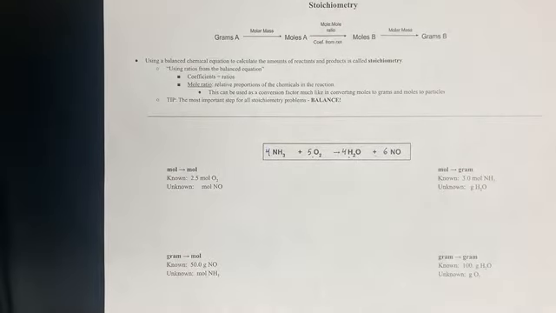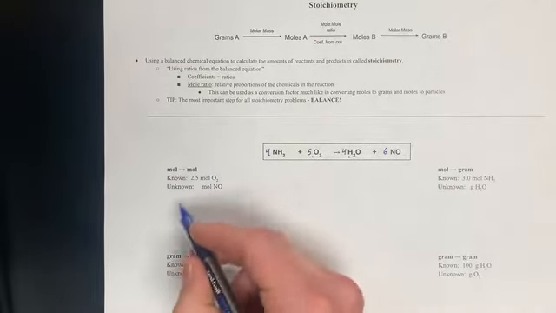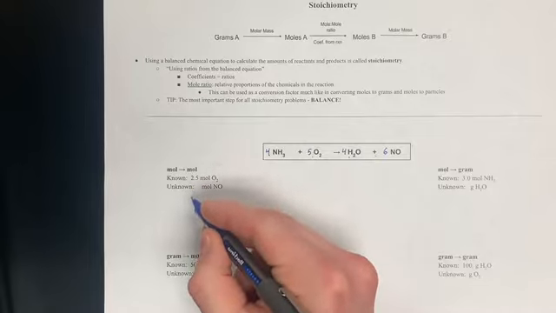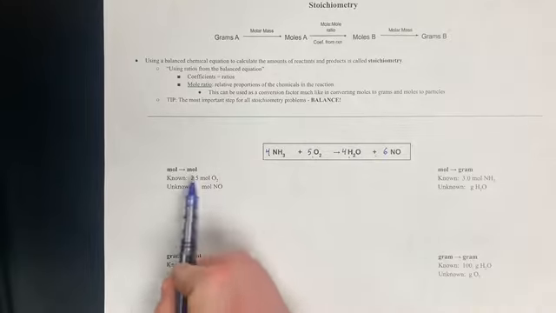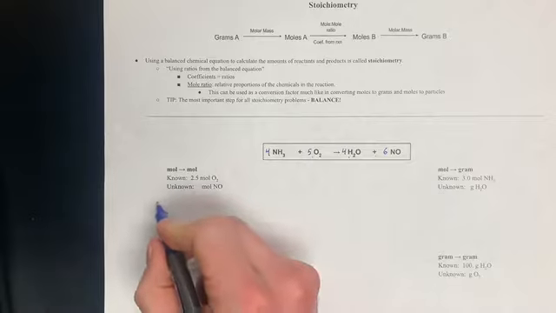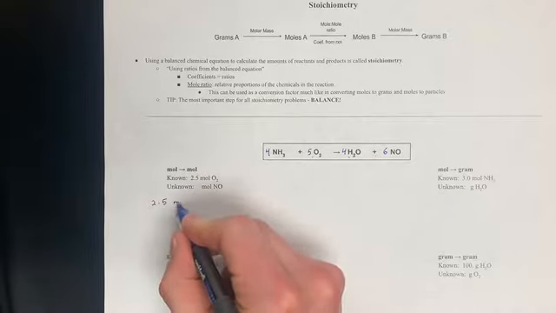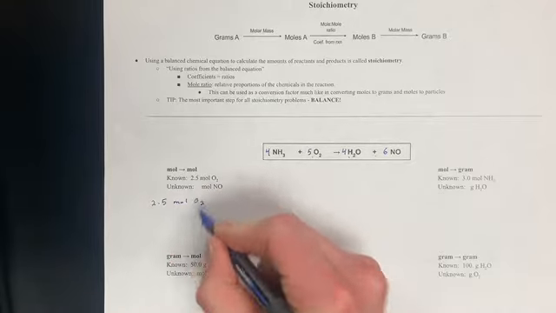The first one is mole to mole. We've talked about this one before. This one shouldn't be too difficult. This is the shortest type that we're going to have to do. We always want to start by writing what's given to us. So we're going to start with 2.5 moles of O2.